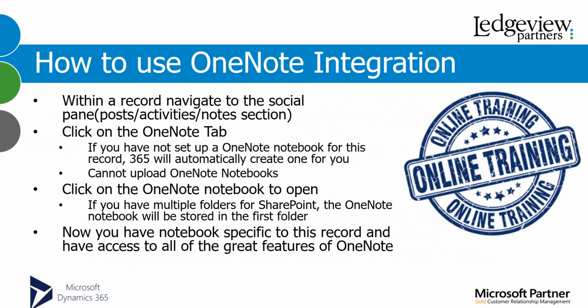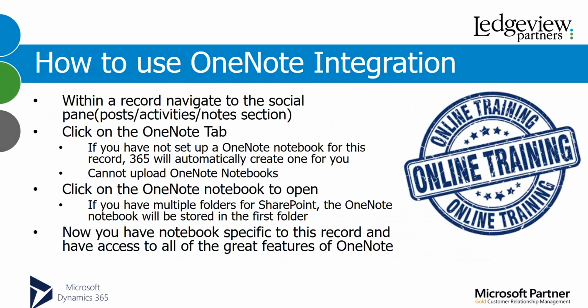So how would you use OneNote integration? You simply want to navigate to any record, go to that social pane to the Post Activities Notes section. There will be a OneNote tab. Just click on the OneNote tab. If you haven't created a OneNote notebook before, the system will automatically create it for you. You cannot upload OneNote documents. You can only create the one from the record.